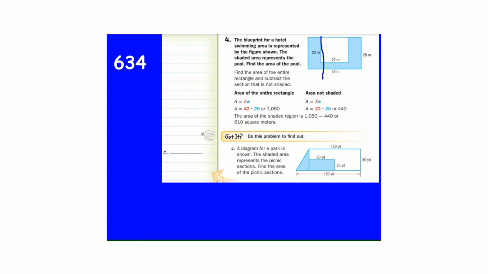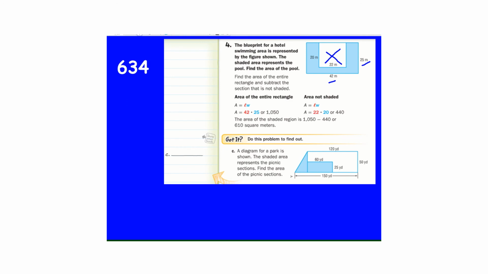Okay, they found the area of the whole thing. They did this, the 42 times 25, and then subtracted off the white part. Okay. All right, letter C. Pause the video, and they want the area of the blue part down at the bottom.